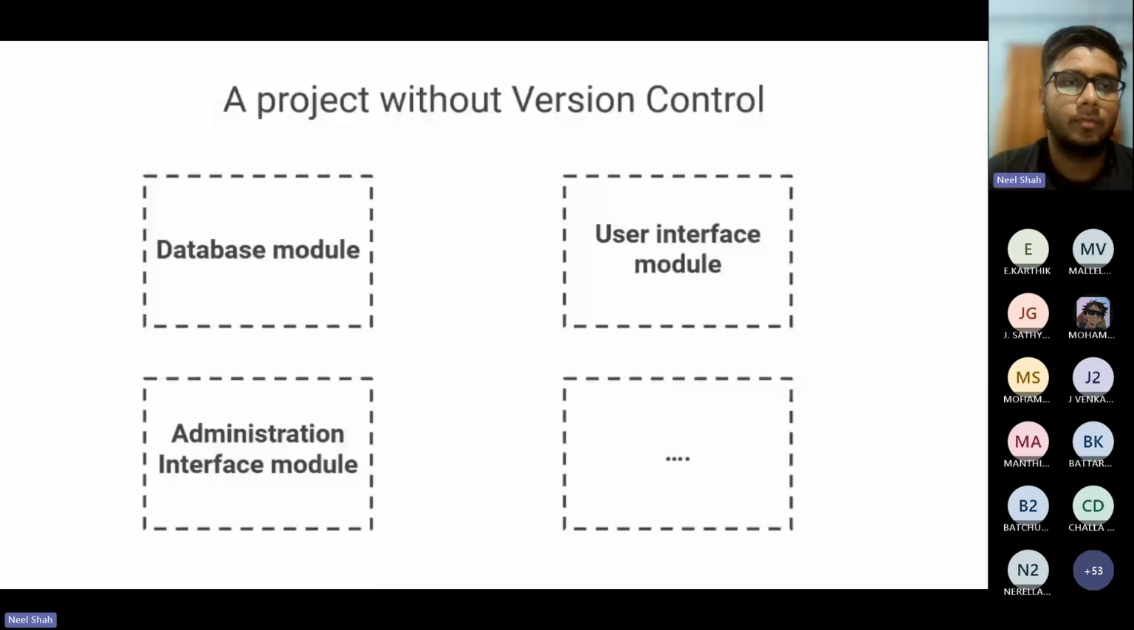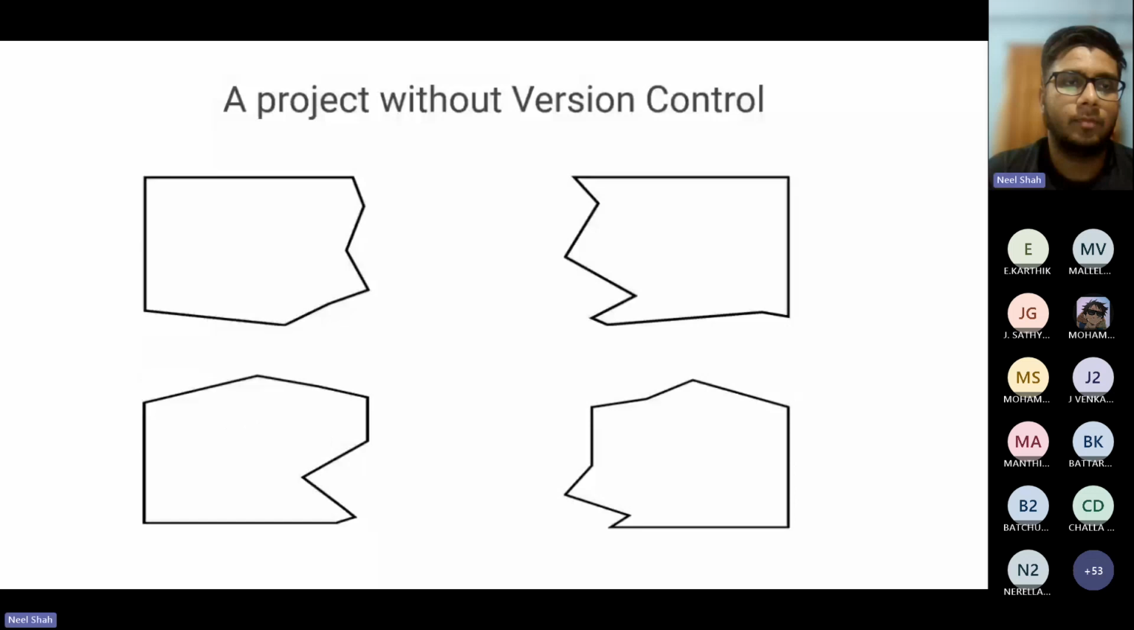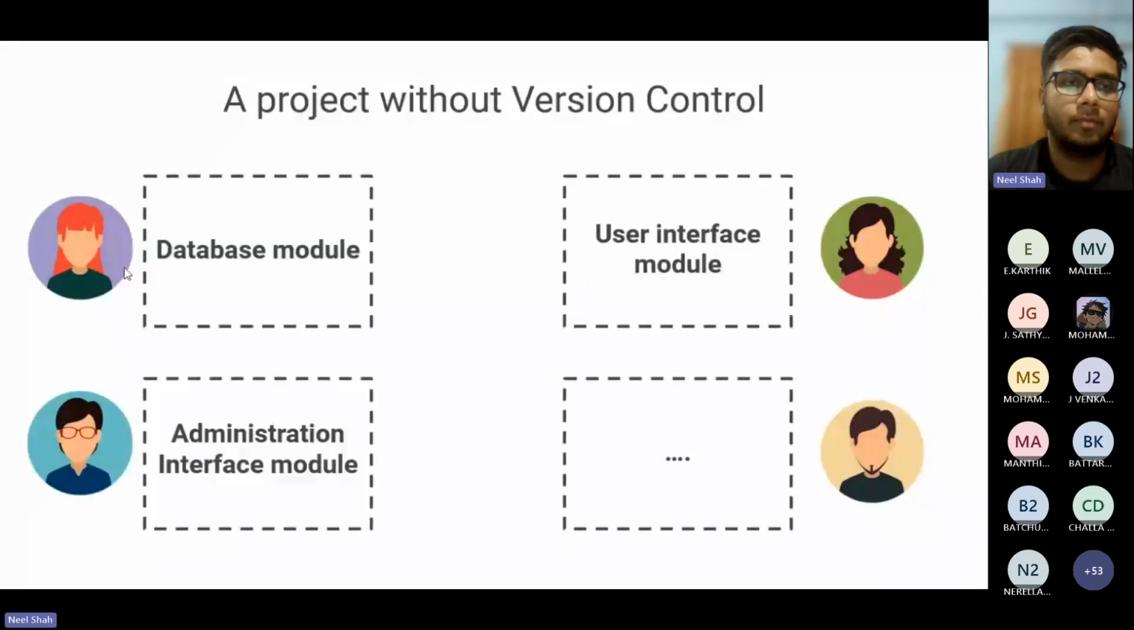So what will happen is when we have made the database module. See, this girl has made the database module. This boy has made the admin interface module. This girl has made the user interface module. This guy has made another module. They have made these modules independently. So now we need to make an application, so we need to merge them.